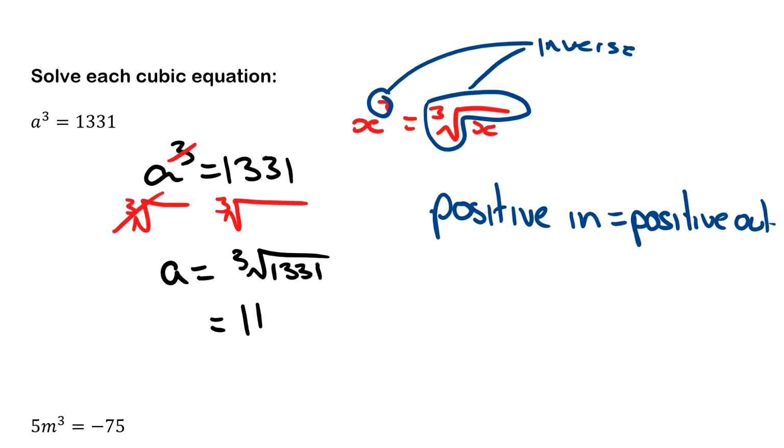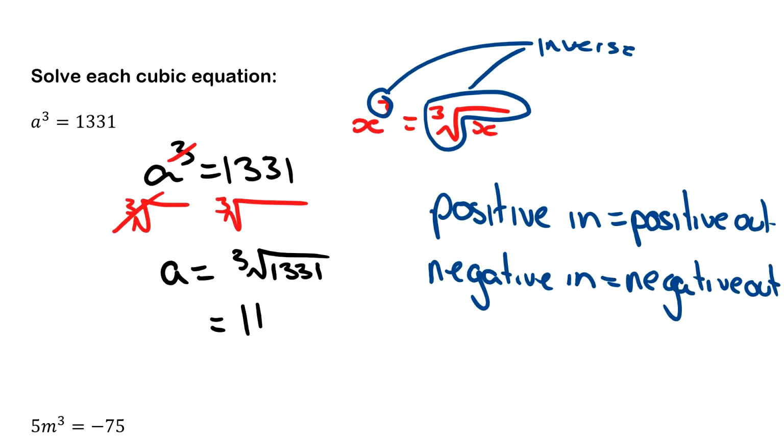Now, in the next example, you'll notice that we're putting a negative in, and you'll notice we're going to get a negative out. Alright, so what goes into the cube root is what comes out. Positive in, positive out, negative in, negative out.